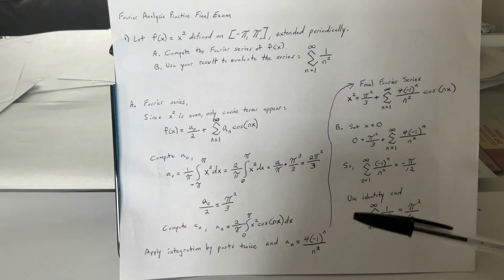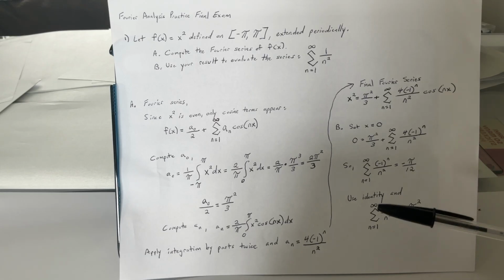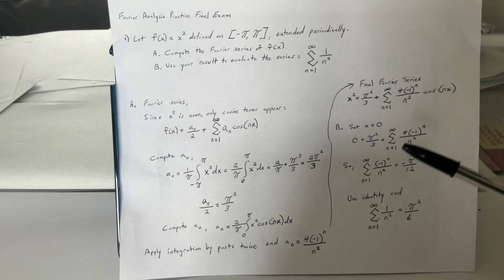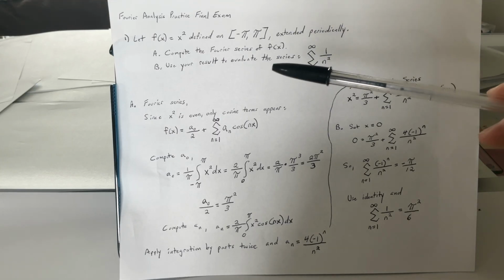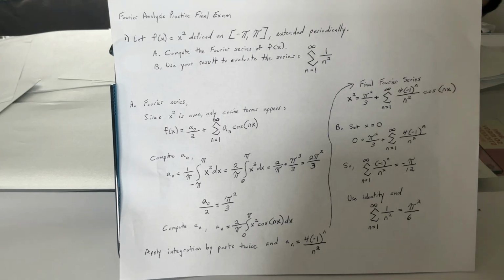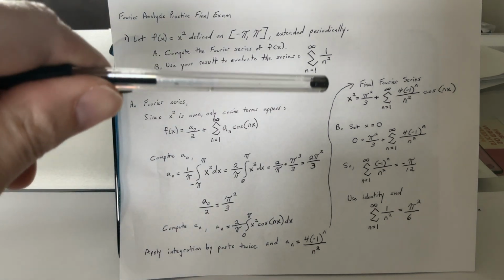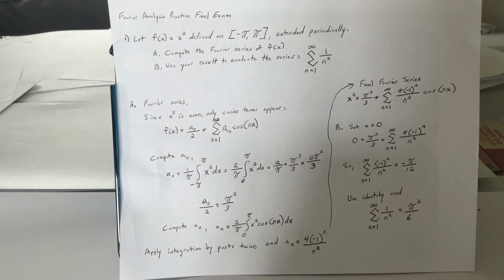And if we use the identity, 1 over n squared here, n equals 1 to infinity, we're going to wind up with just pi squared over 6. So to evaluate this series, this comes out to pi squared over 6 using what we know from the final Fourier series and just solving, and from the identity. Okay, so that takes care of number 1.